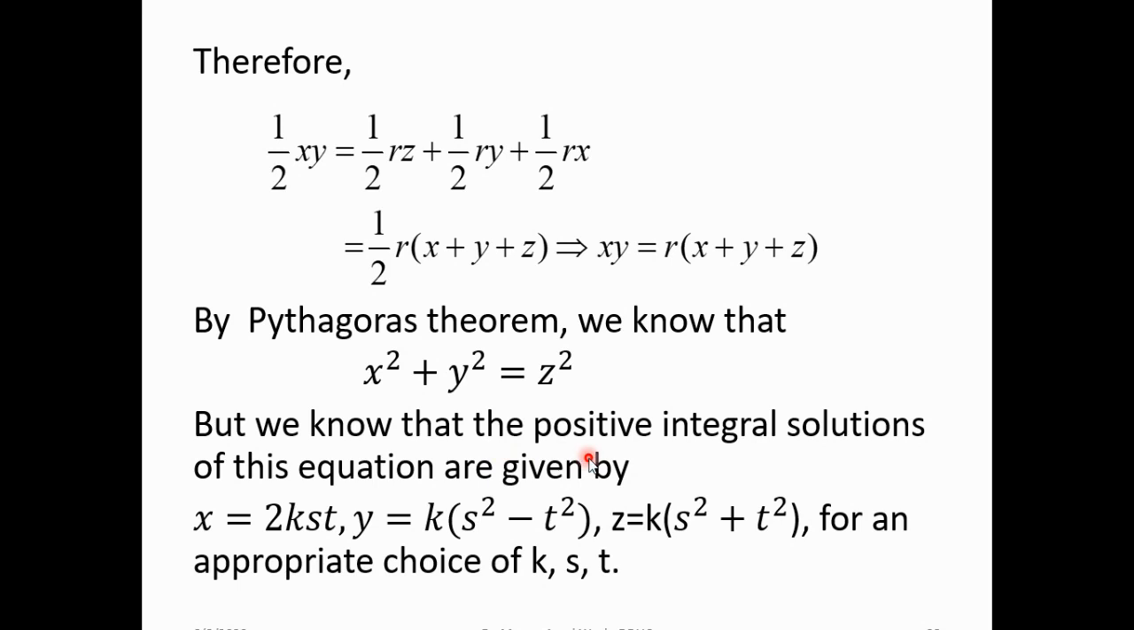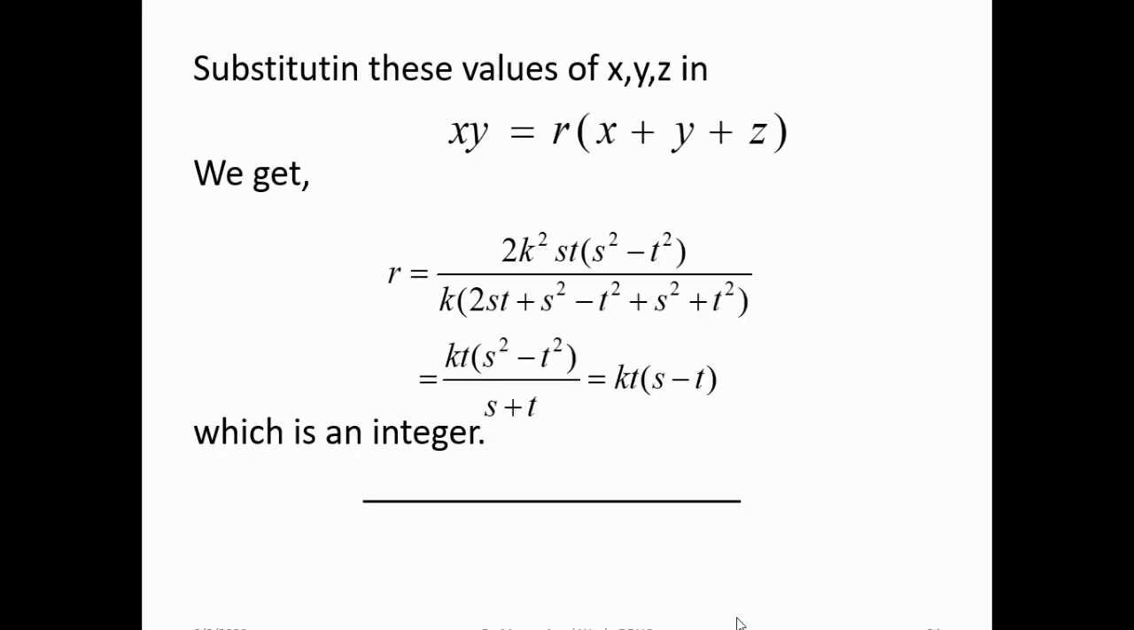But we know that the positive integral solutions of this equation are given by this. We have just proved this in the previous theorem. So x is equal to 2kst, y is equal to k(s² − t²), and z is equal to k(s² + t²) for an appropriate choice of k. Because we are not talking about primitive Pythagorean triples here. We are taking general x, y, z. So we are just multiplying these by k for appropriate choice of k, s and t.